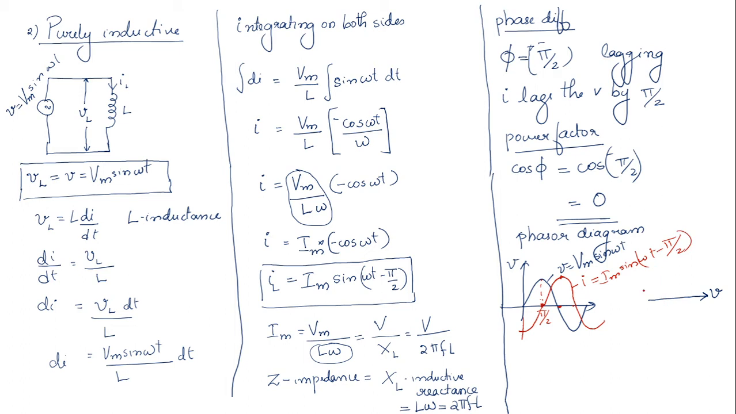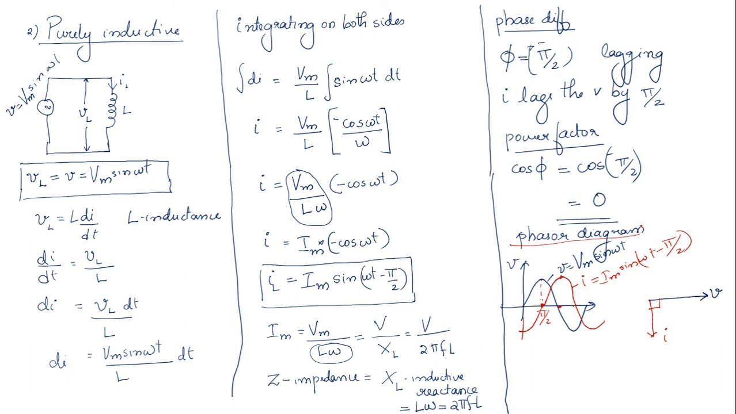In a phasor diagram, if we are plotting a waveform which is lagging the reference, we will represent it under the reference axis. So how much angle is it lagging? You can see it is pi by 2 lagging. So I'll represent the current waveform in a phasor diagram like this. I hope you understood the concept of how to draw the phasor diagram.